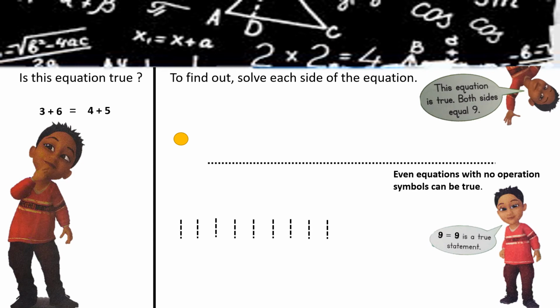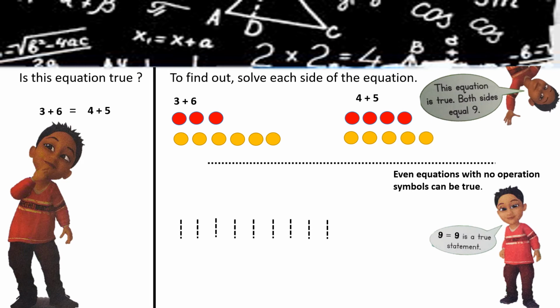Now, how do the counters show 3 plus 6 and 4 plus 5? First, we have 3 red counters. 1, 2, 3. And 6 yellow counters. 1, 2, 3, 4, 5, 6. For the second expression, we have 4 red counters. 1, 2, 3, 4. And 5 yellow counters. 1, 2, 3, 4, 5.